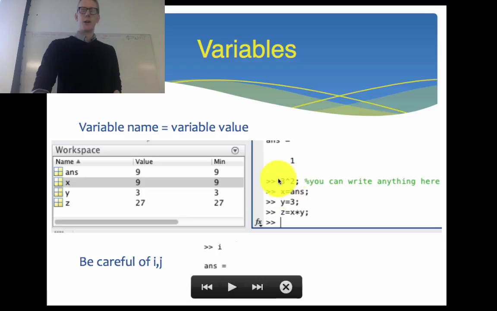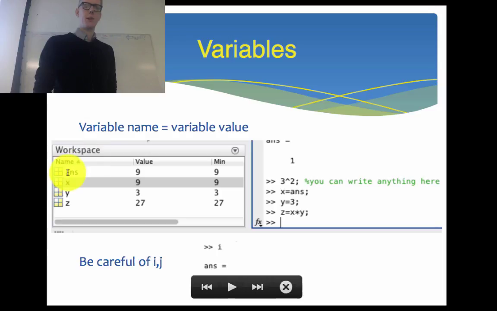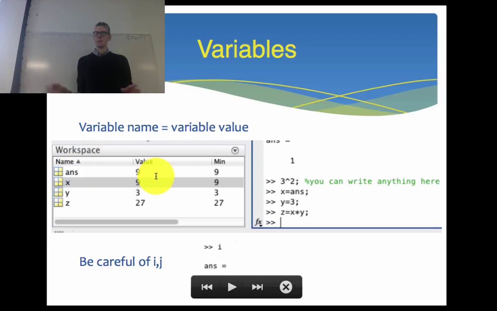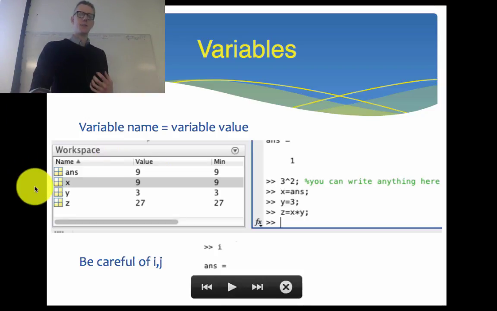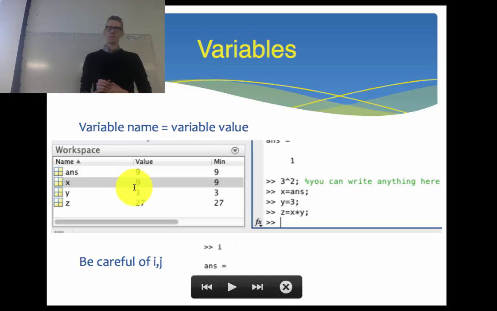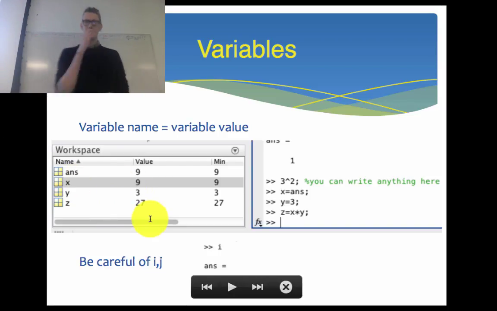So if I do 3 to the power of 2, I've put a semicolon at the end to suppress the output, and then I've written a code comment which MATLAB will ignore. I hit enter, and what it does is it sets the ans variable to 9 because there was no equals on that line. I can then do x equals ans, which will set x to have the value of whatever ans was. So now I get this x variable that's arrived, and its value is 9, the same as the ans variable. If I do y equals 3, it creates a y variable, sets its value equal to 3, and you should see it on the left in your workspace.